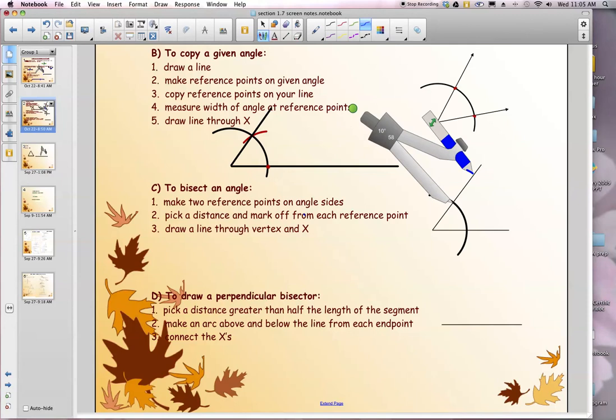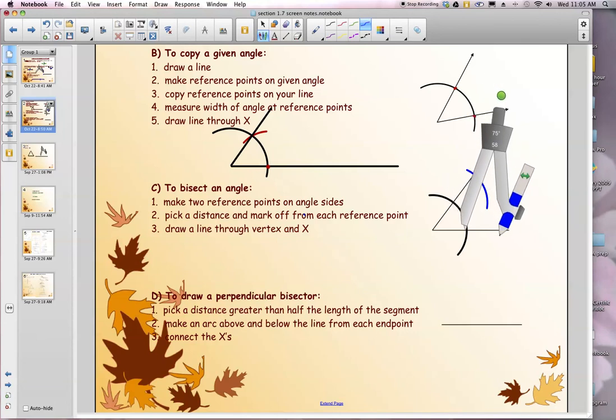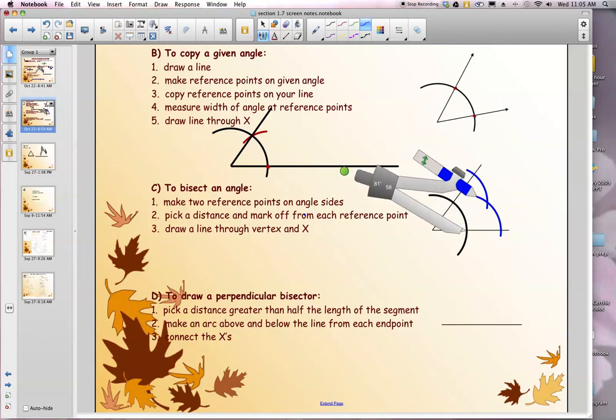I'm going to make an arc here, and that means that every point on there is the same distance from this reference point. And now if I use that exact same distance and put it on the other reference point and do that exact same thing, every point on there is the same distance from this reference point. And where they cross, right here, this point is the same distance from this reference point as it is from this reference point, which means that it is on the angle bisector.